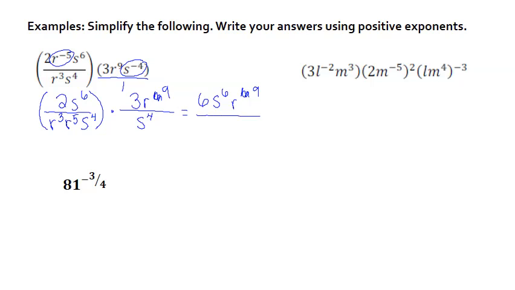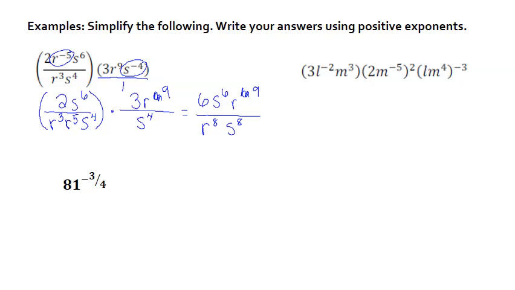And then in the bottom, I have r cubed times r to the 5th, so that's r to the 8th, adding their powers together. S to the 4th times s to the 4th would give me s to the 8th by adding those powers together. And then I'm just going to go ahead and simplify any powers between my numerator and denominator.